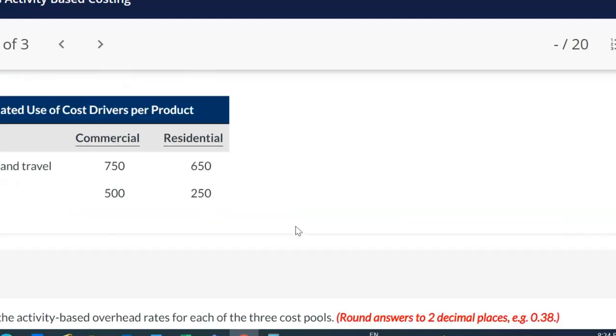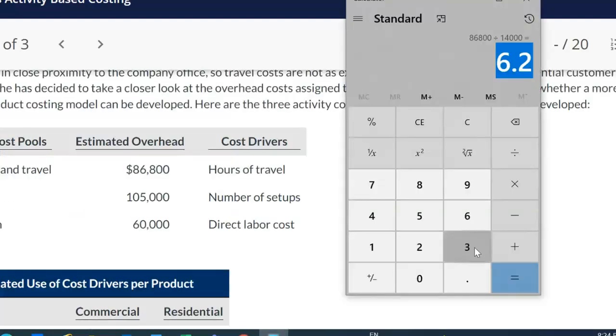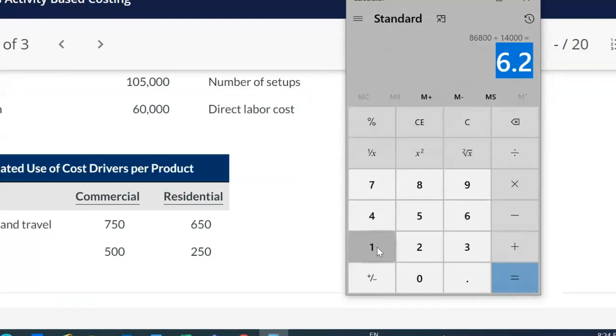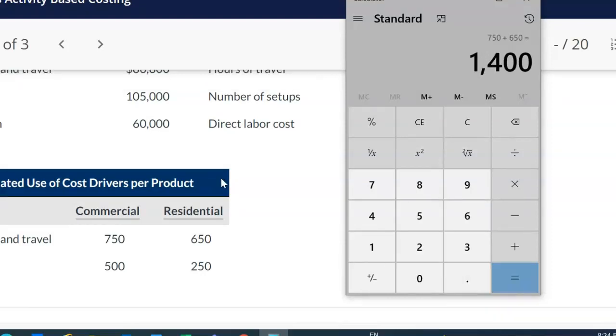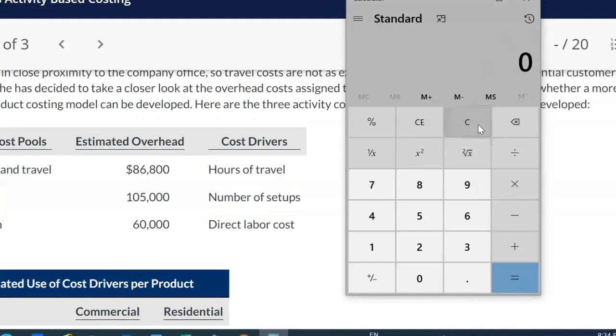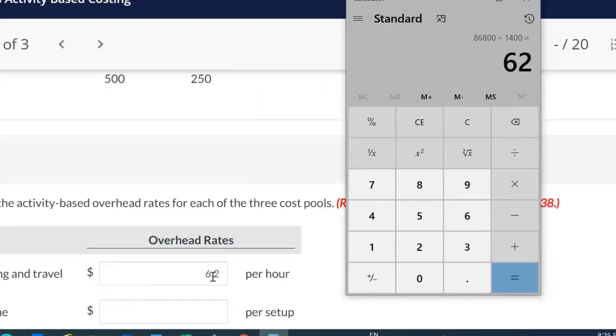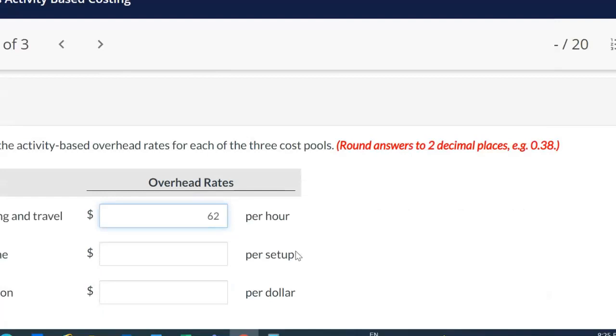It should be 1,400. Let us see. 650, yes, 1,400. So it's 86,800 divided by 1,400. Yes, that's right. It's 62. We had it right, we just moved the decimal point over one.